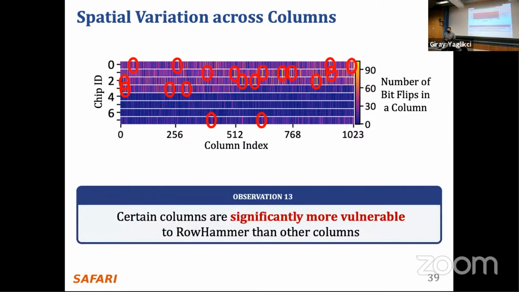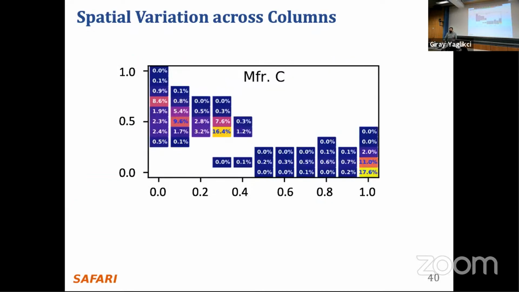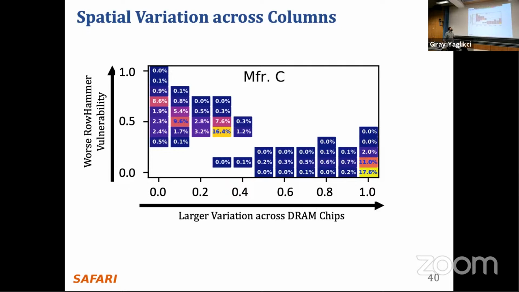And we observe that bit flips, bit errors concentrate on certain DRAM columns, indicating that certain columns are more vulnerable than other columns, right? As a next step, we investigate how these columns vary across different DRAM chips. To do so, we cluster each DRAM column based on its RowHammer vulnerability on average across DRAM chips, and the variation in its vulnerability across DRAM chips.